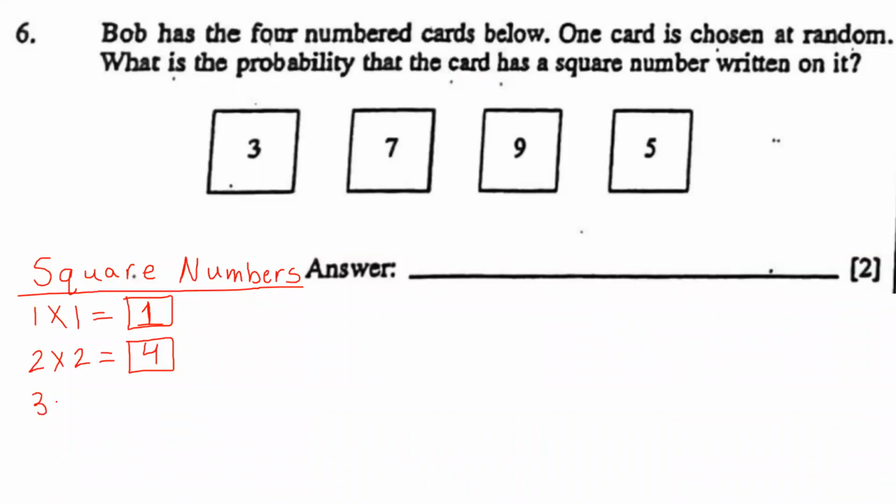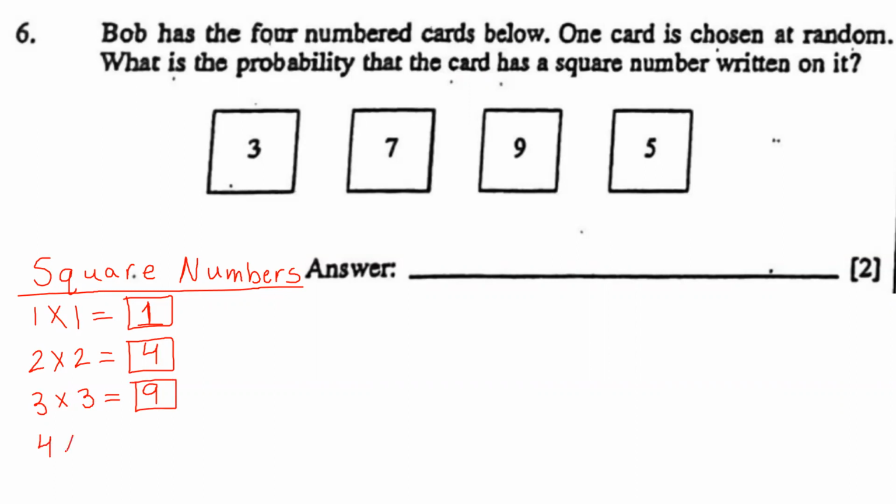Then we have 3 times 3. What is 3 times 3? 3 times 3 is going to be 9. And so 9 is a square number. Why? Because 3 times 3 is 9. And we could go on.